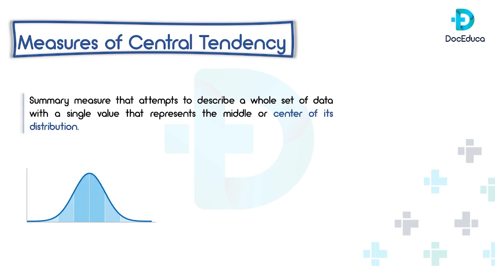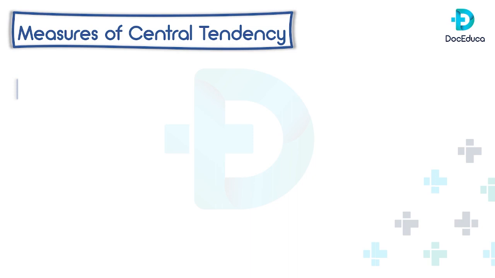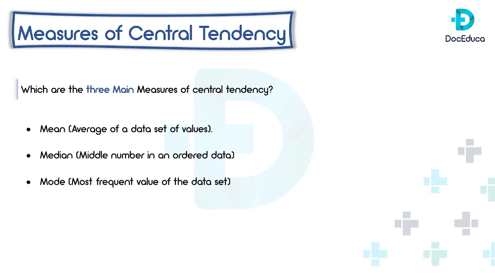For example, we do have the Gaussian distribution, and right on the middle, it's going to be represented by the measure of central tendency. The three main measures of central tendency are the mean, which is the average of a data set, the median, which is the middle number, and the mode, that is the most frequent value of a data set.